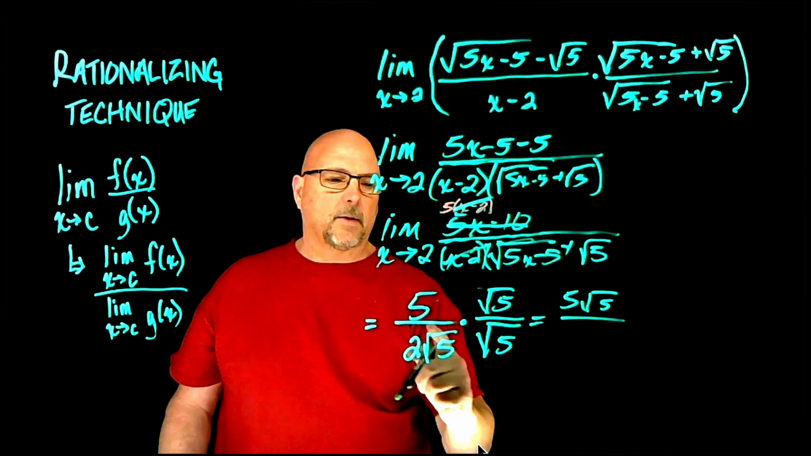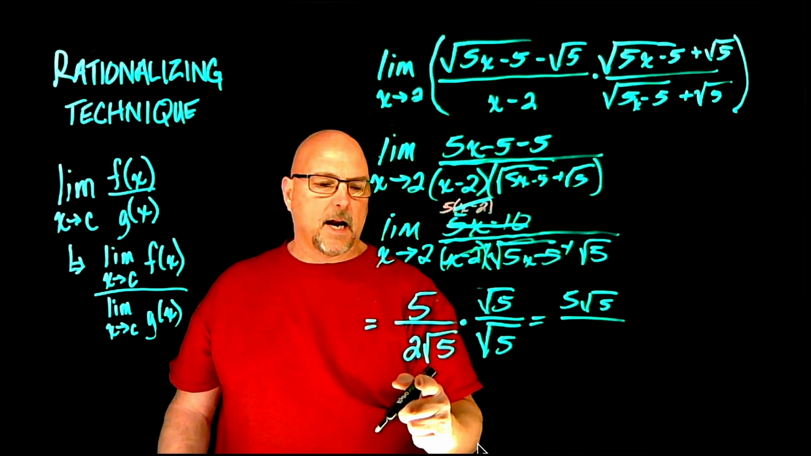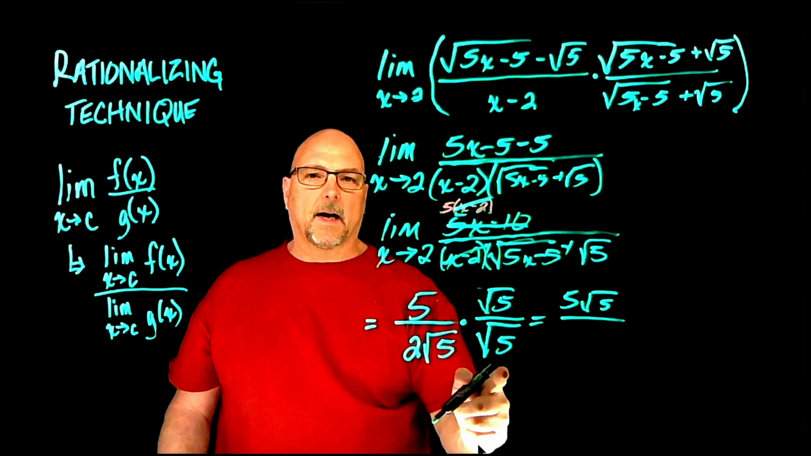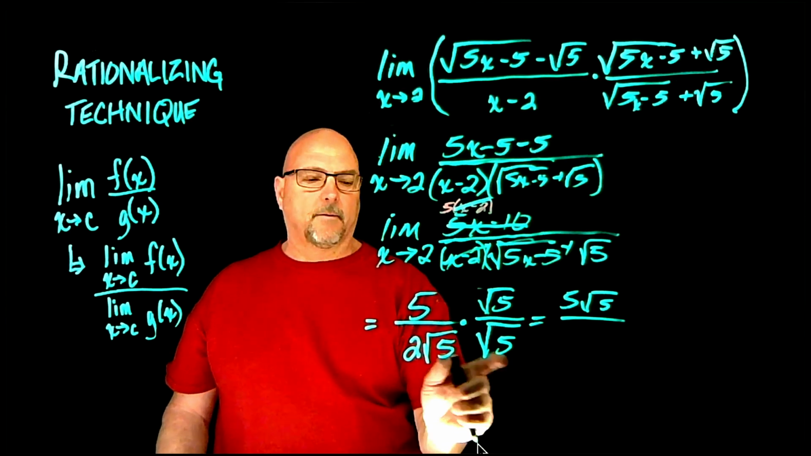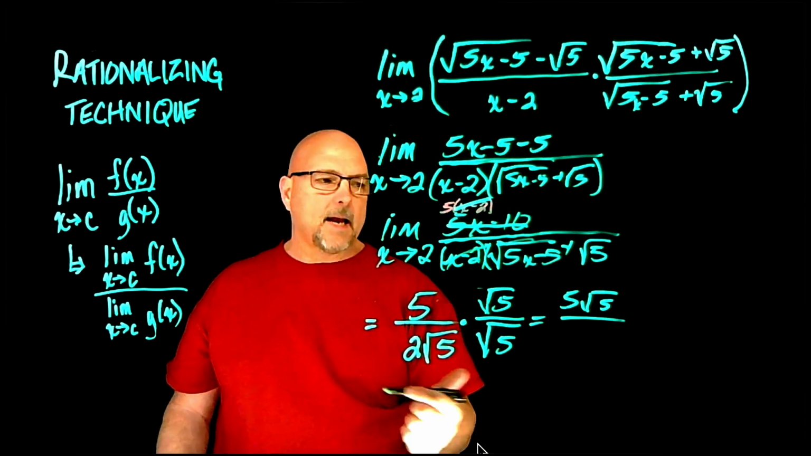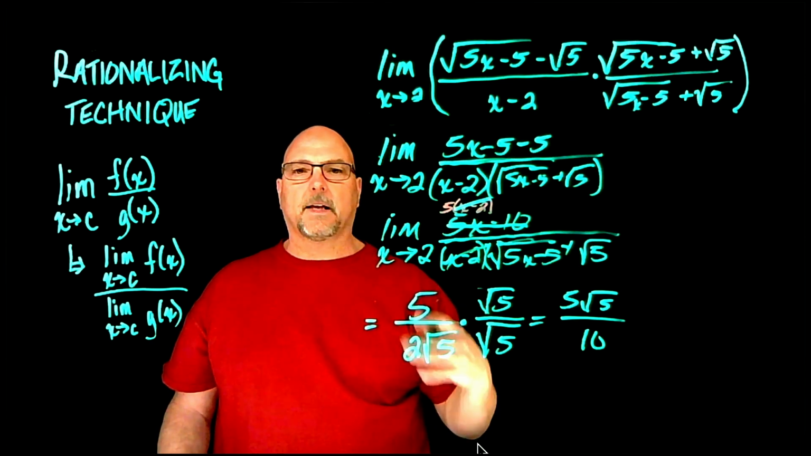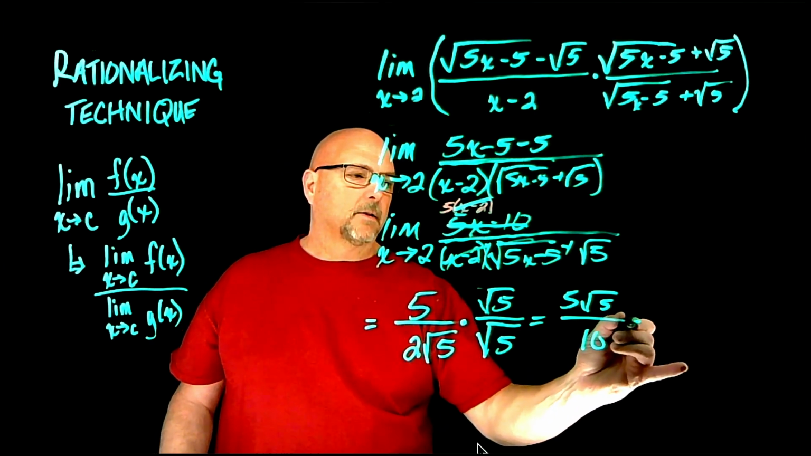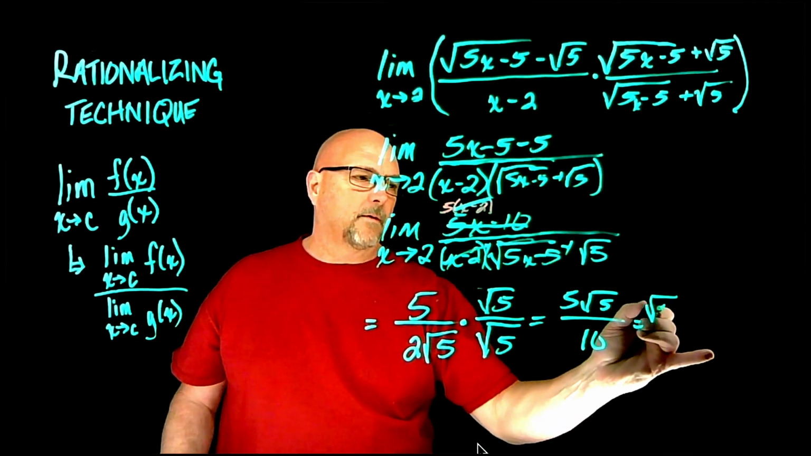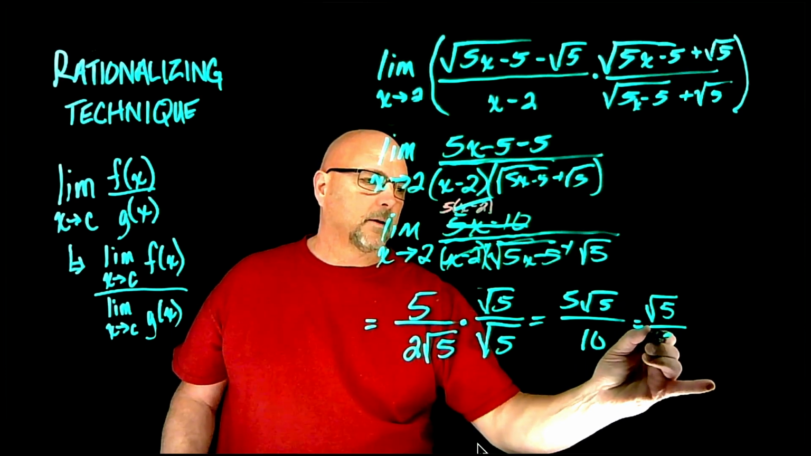So in the numerator, we have 5 times root 5. The denominator, root 5 times root 5, well, that's just 5. And 5 times 2 gives us a 10. So I have a 10 here. And then 5 over 10 reduces to a half. So we just end up with root 5 over 2.